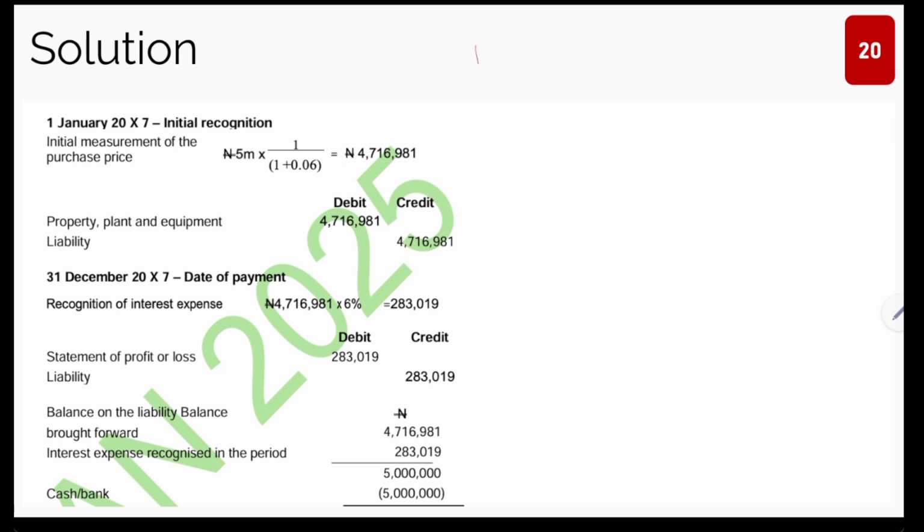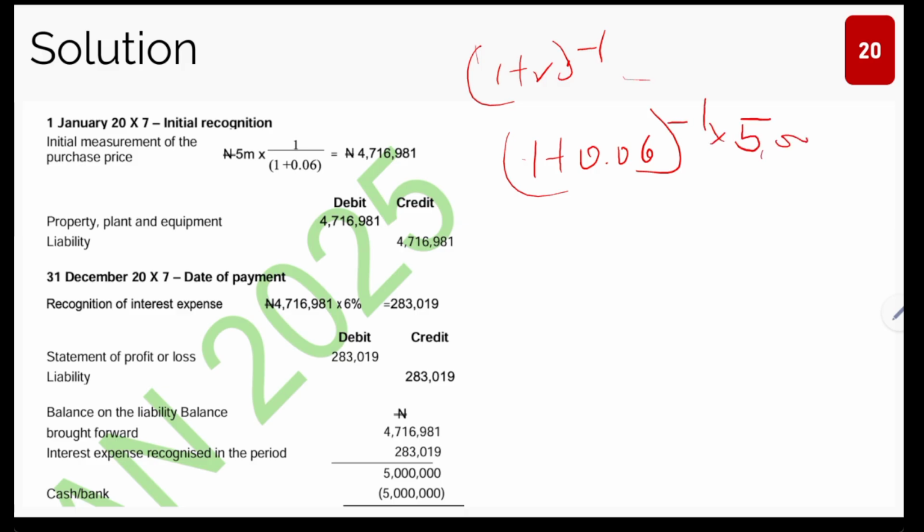So we know how we do our 1 plus r to the power minus 1. That's our present value. So for us it is 1 plus 0.06 raised to the power minus 1, times 5 million. If you do that, that's 4,716,981. So this is what will be shown in the cost of the asset.